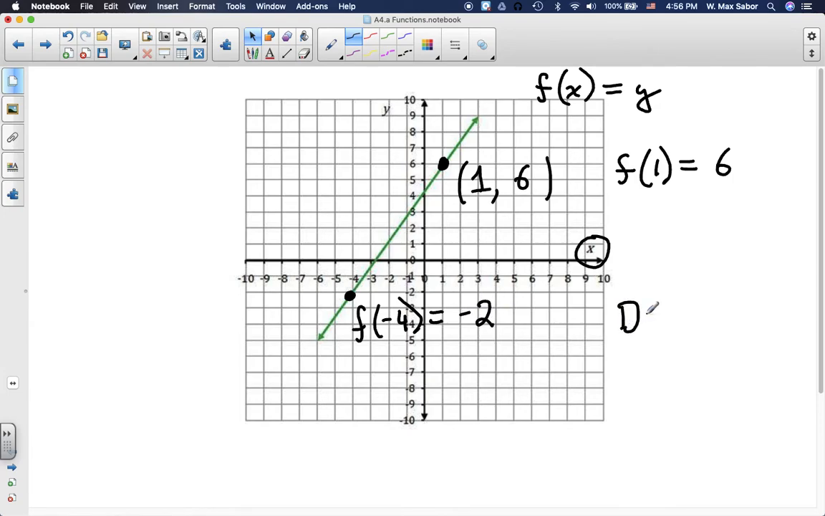The domain here, you could put in any number, and any x value would have a corresponding y value, so it would be all real numbers. And the range here is also all real numbers.